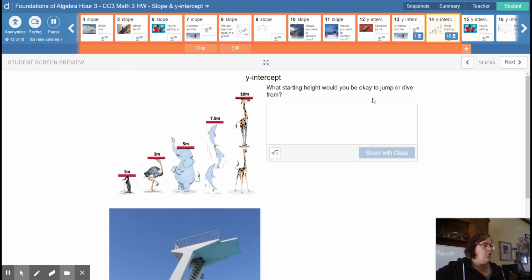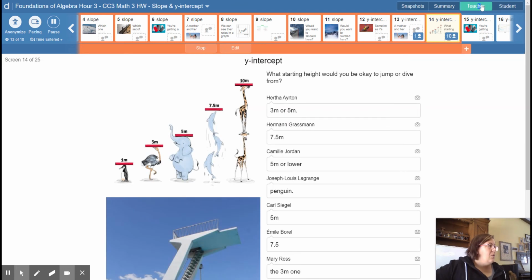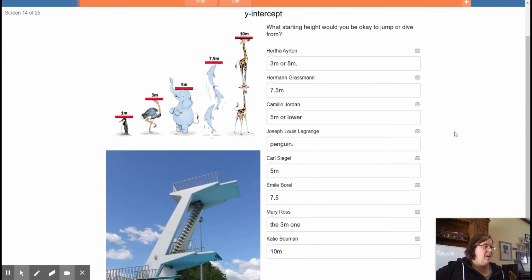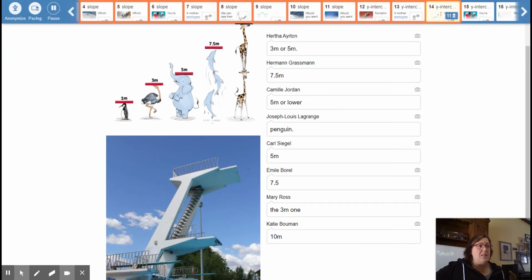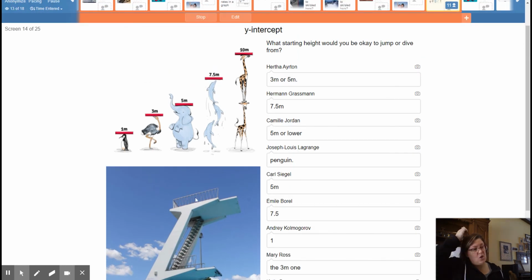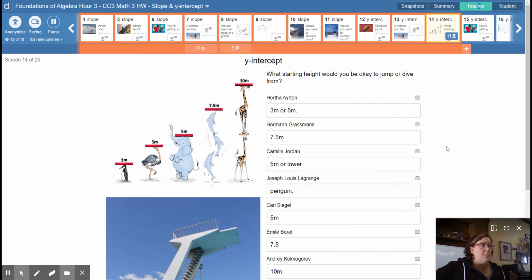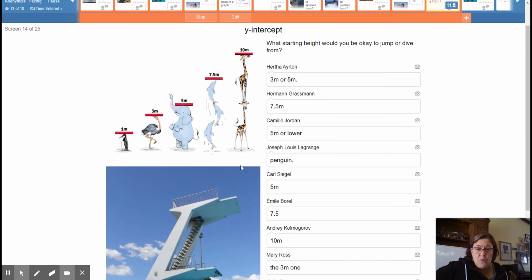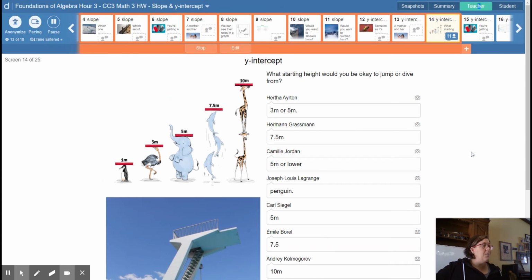What starting height would you be okay to jump or dive from? Just curious. When I was growing up, I would have been that 10-meter person, that person jumping off of this. I wouldn't do anything fancy. I would jump off of it, but I wouldn't do any dives or any flips or anything. But I would definitely have gone up there and jumped down. Okay, no judging, by the way, because I don't know if I would do that now at my age.